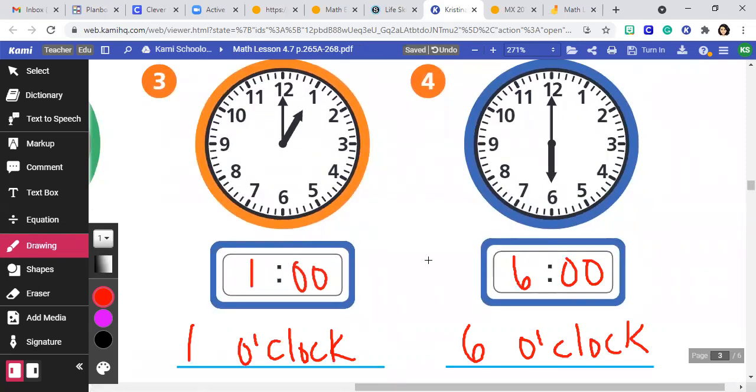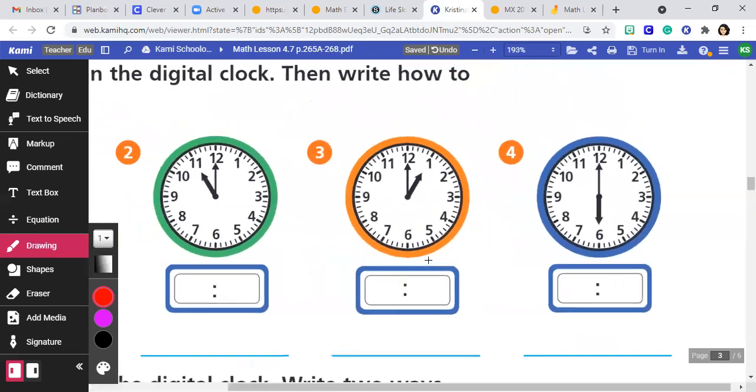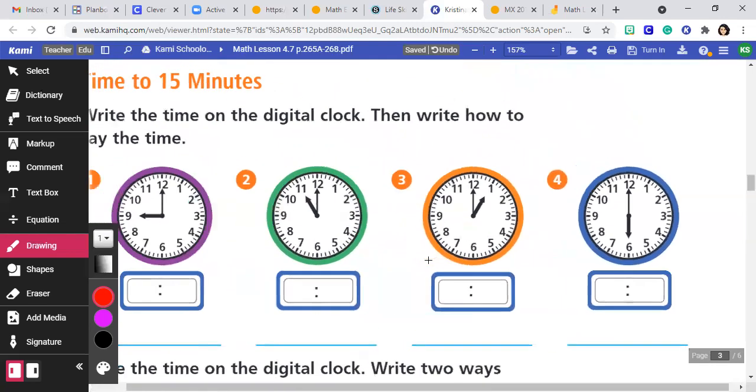Remember, if you have any questions, write them down or ask an adult to help you write them down, and contact your teacher right away.